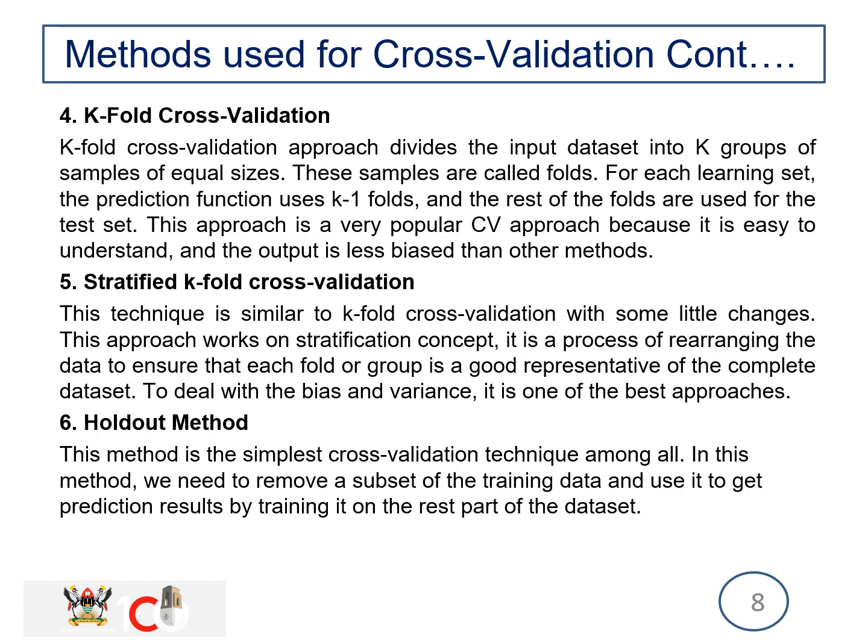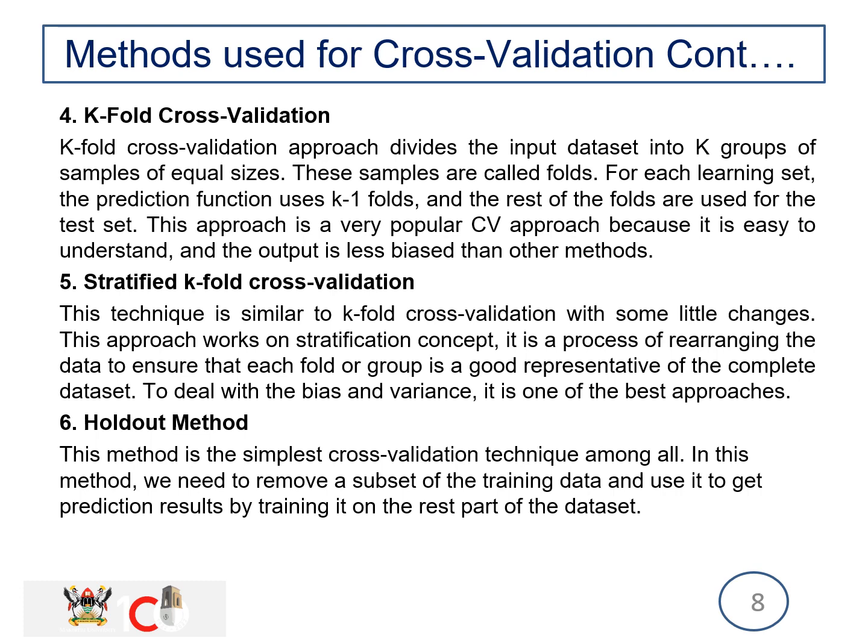The fifth is stratified K-fold cross-validation. This technique is also similar to K-fold cross-validation with some little changes. This approach works on the stratification concept. It is a process of rearranging the data to ensure that each fold or group is a good representative of the complete data set. To deal with bias and variance, it is one of the best approaches.